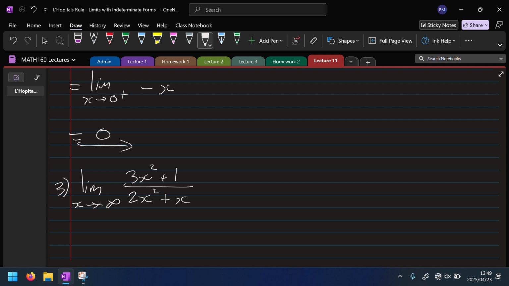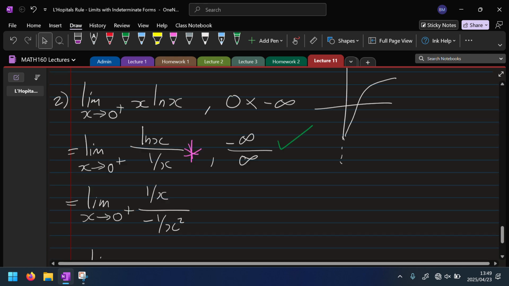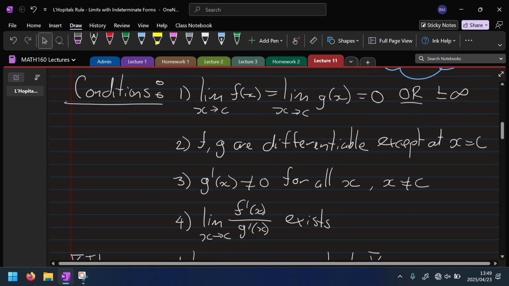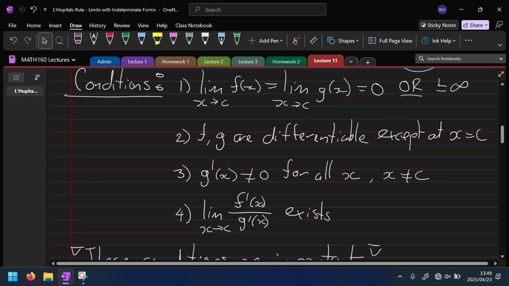Okay, first condition. The top and the bottom must be infinite or 0. When x goes to infinity, the top will be infinite, right? X squared, that'll be infinite. The bottom will be infinite. So that's condition 1, check. Number 2, are they differentiable? Yes. Quadratic, of course it's differentiable. Check. That's the second one. Let's go back to the list so you can see. Yeah, check. Next, g prime must be non-zero.